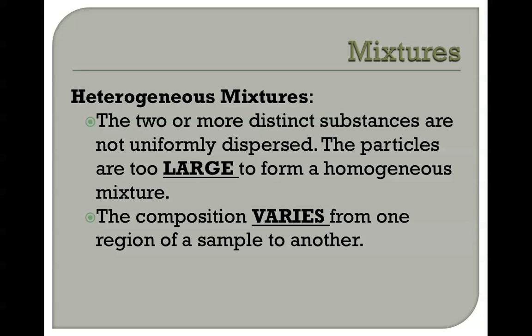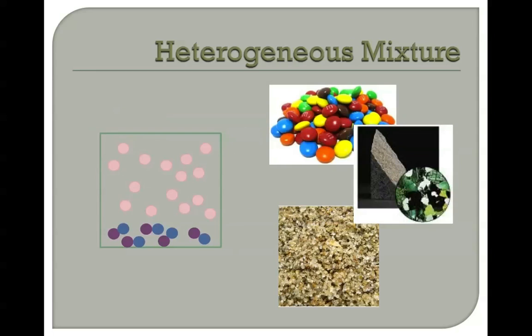And then our other type of mixture is a heterogeneous mixture. This is two or more distinct substances that are not uniformly dispersed. Basically, the particles are too large to form that homogeneous mixture, so we're able to see the different substances within it. The composition varies from one region of the sample to another.